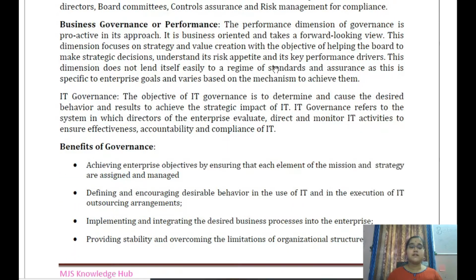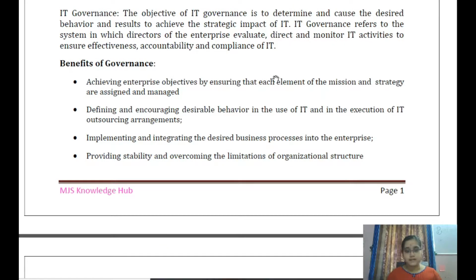So what is the benefit of governance? If you have a particular policy or document showing that this must be done, which helps in governing the activities of the company, what are the benefits of it? First benefit is that achieving enterprise objectives becomes very easy. Then we can define and encourage what kind of behavior we need in the IT. Should the IT deployment be at a fast pace, or at a normal speed, or how should be the behavior of the IT?